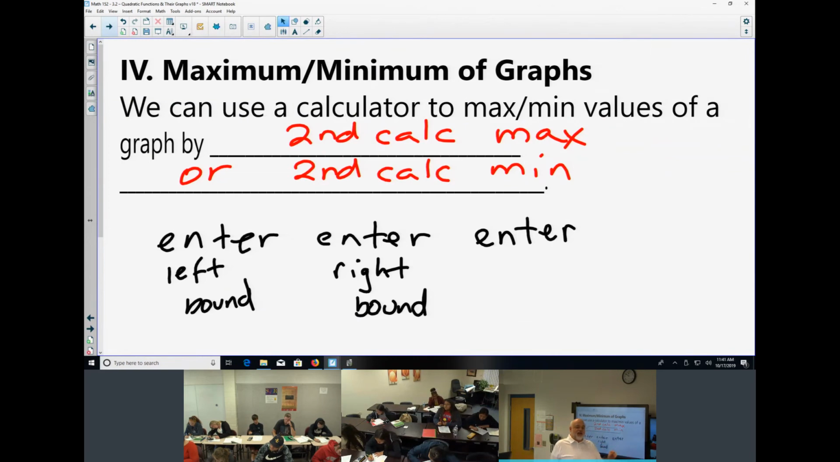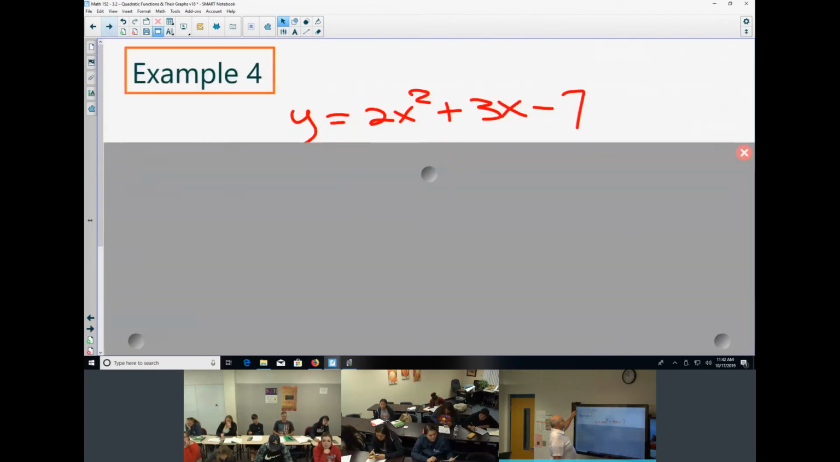So you might have to arrow over a little bit. When you see right bound, you have to go to the right of it and press enter. And then for guess, you just press enter again. Now, the hard part about this is that you need to see the maximum or minimum on the window when you graph it. Okay?